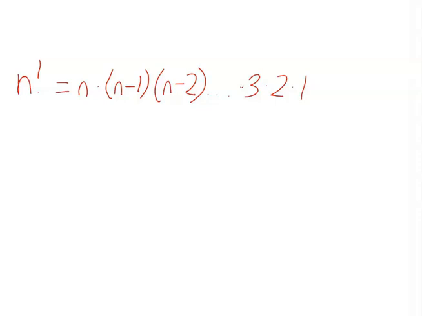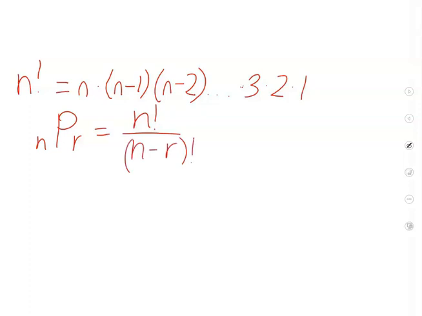Now, what about the number of permutations? I will write the formula here. The number of permutations can be calculated according to this formula: n factorial divided by n minus r factorial. Using this formula, we can find the number of arrangements of n items taken r at a time. So we have a total of n items, and out of n items, we take r items at a time.